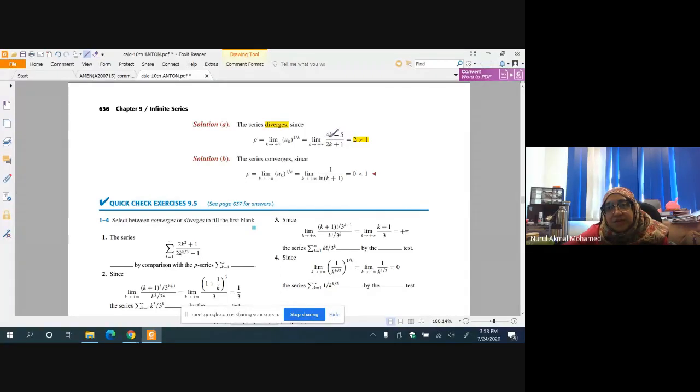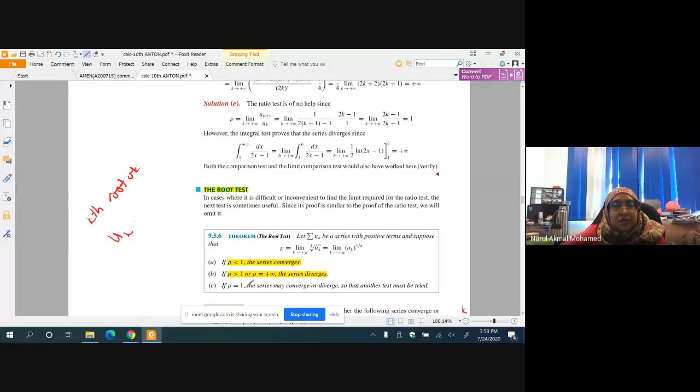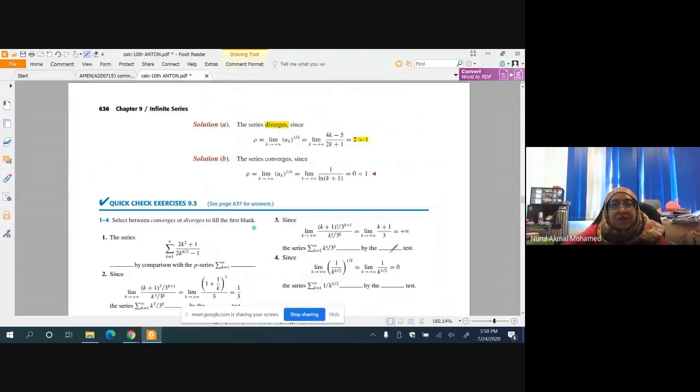You substitute infinity here. It will give you infinity divided by infinity. You use L'Hopital's rule. You get 4 divided by 2, which gives you 2. 2 is greater than 1. So for rho greater than 1, the series diverges. So the series diverges because it is greater than 1.